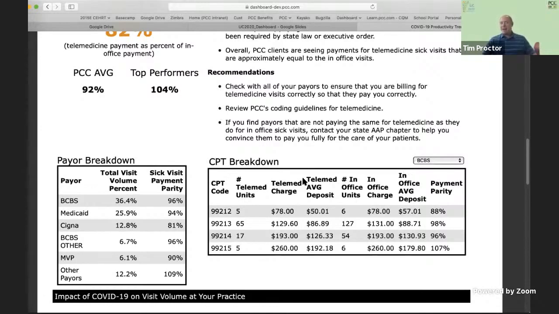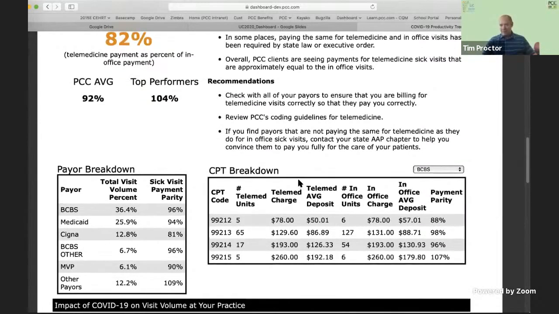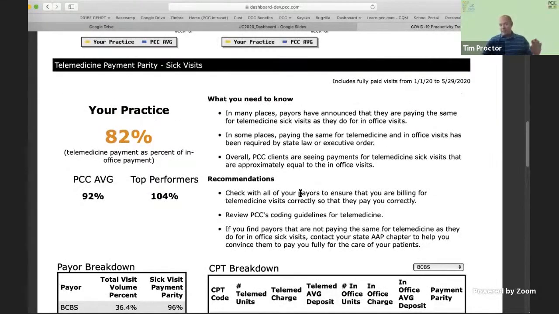So this next update is really going to get into the payment levels, and one of our goals with this is to inform you of payers that are not paying up to par, or not paying as expected for telemedicine versus in office. And if they aren't, to take some action and to reach out to them.